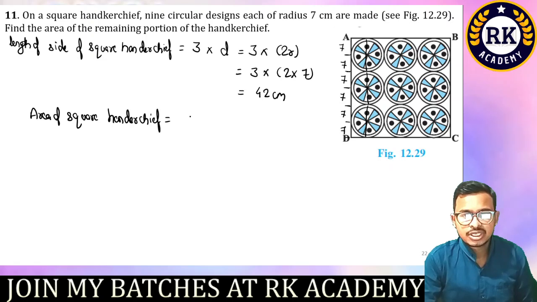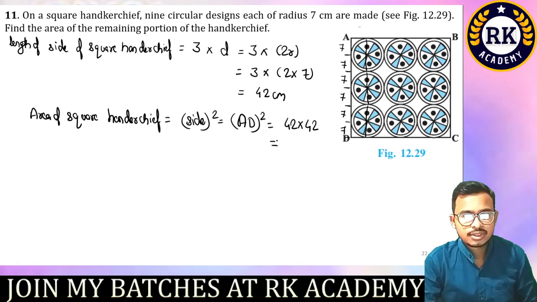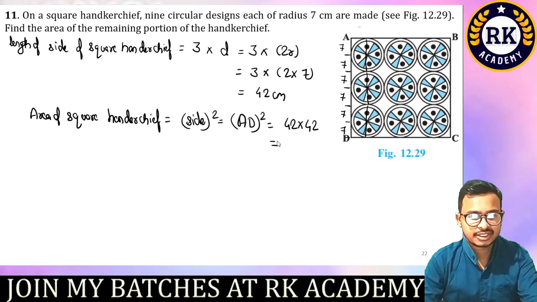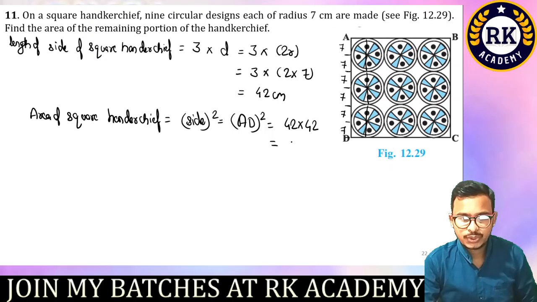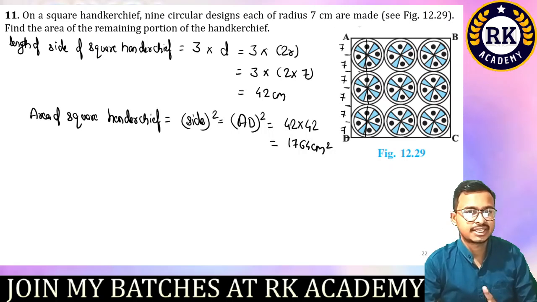will be side square. So what is the length of each side? AD. So AD whole square, 42 into 42. So my area of the square handkerchief will come, 42 squared is 1764 centimeter square. So the whole area becomes 1764. How many circles to remove from it? We have to remove these 9 circular designs.